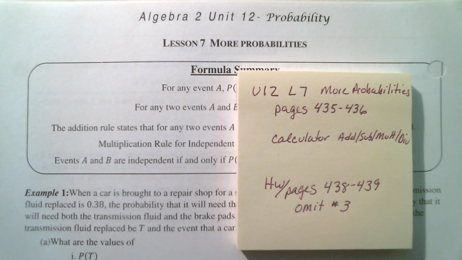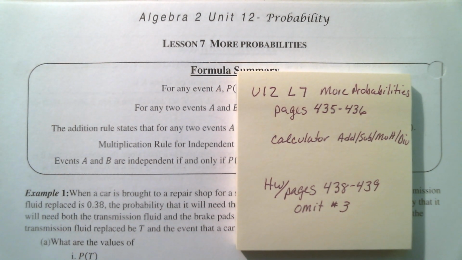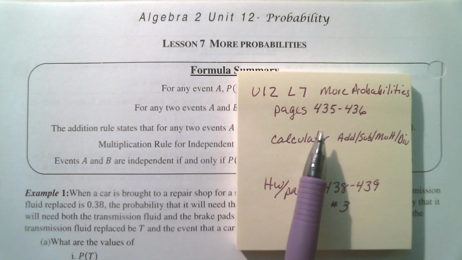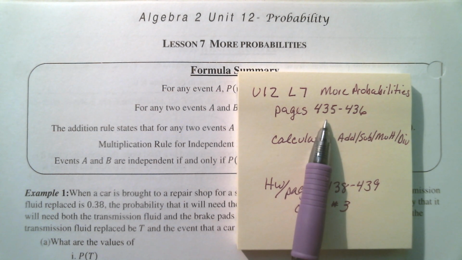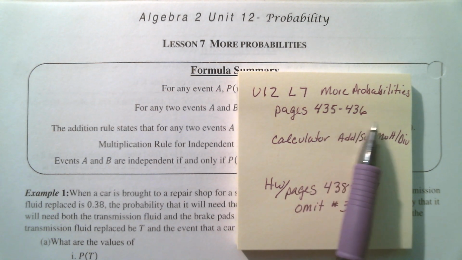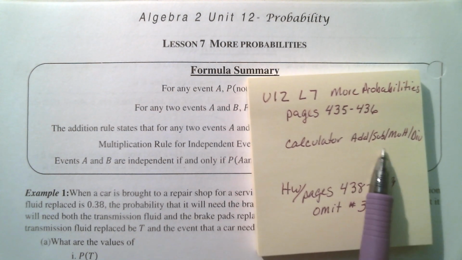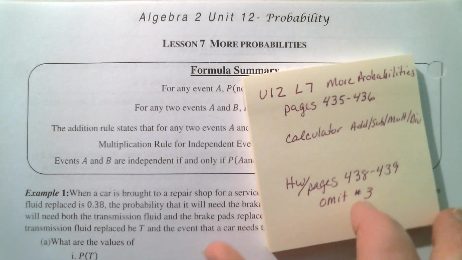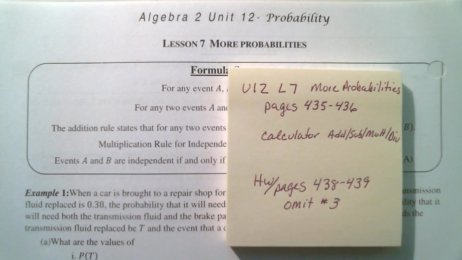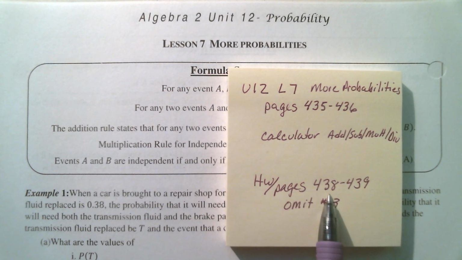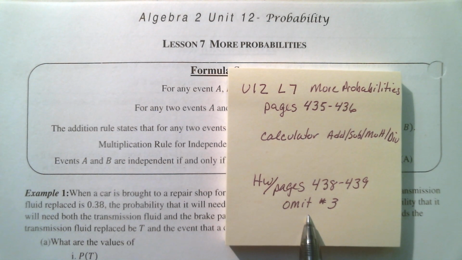Today we are on our last lesson of Unit 12, Lesson 7, More Probabilities. It starts on page 435, and we'll be covering page 435 and 436. We will not be doing page 437. The only thing you need is a calculator for our simple operations of adding, subtracting, multiplying, or dividing. And the homework pages are 438 to 439. You are to omit number 3 on page 438.